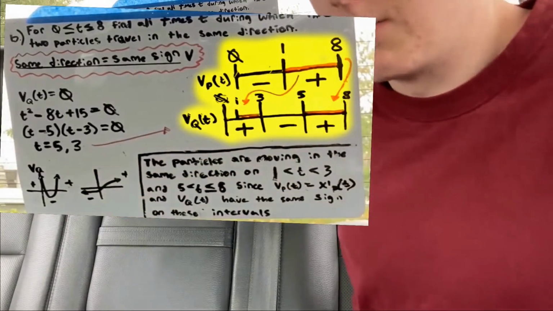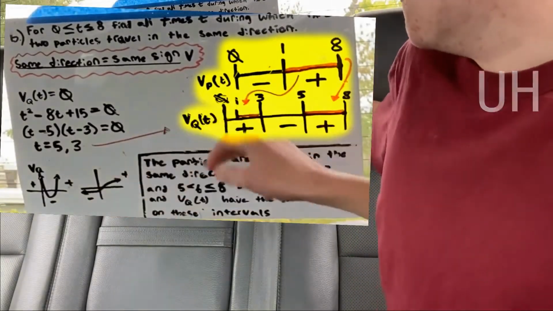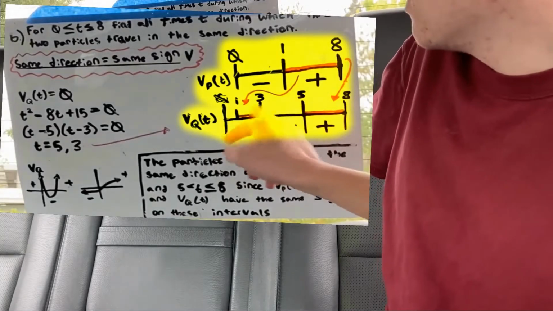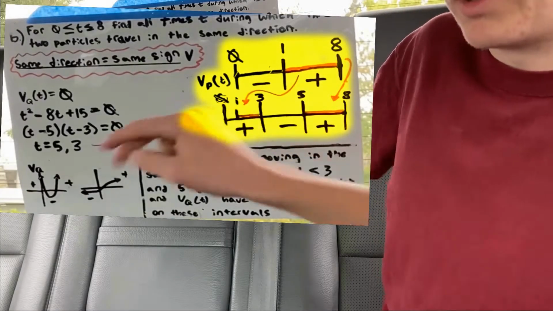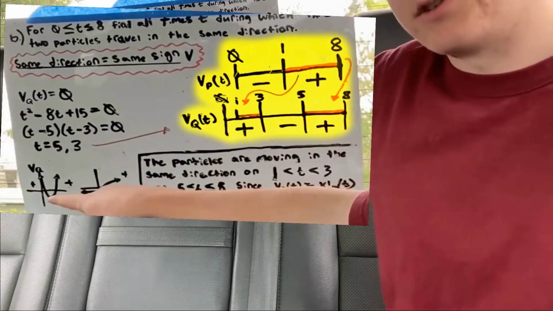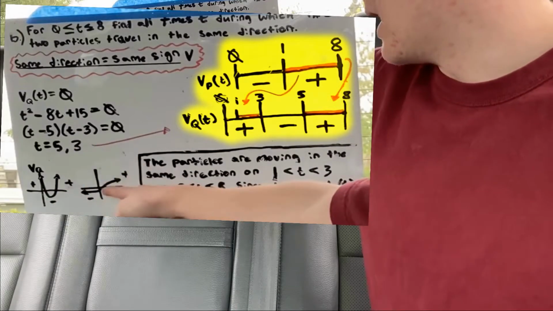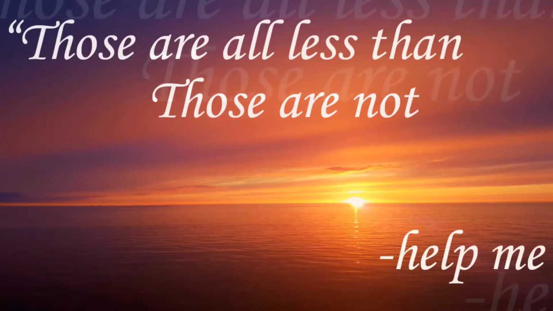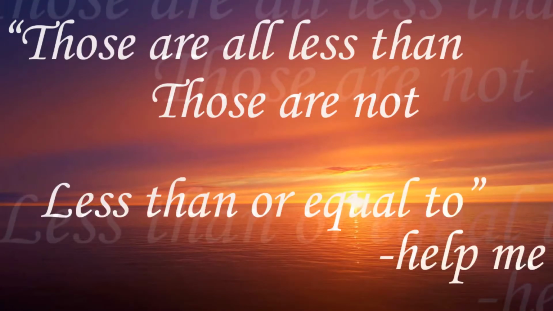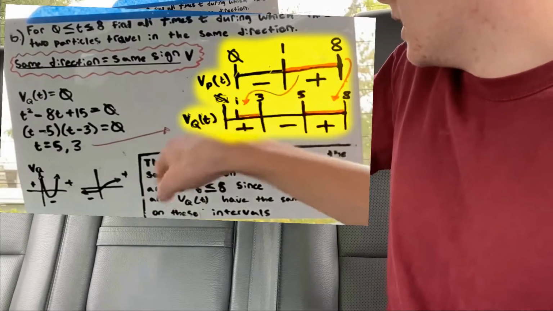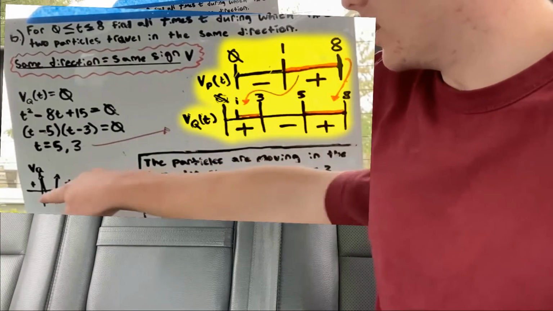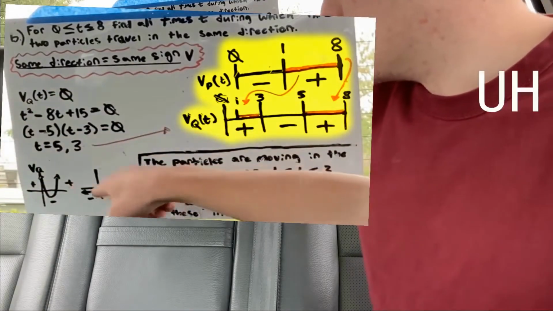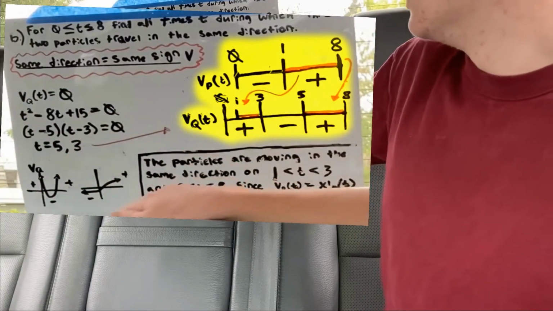And an important thing to remember is that because at 1, 3, and 5, these are all at points where on one of the graphs it's intersecting at the x-axis, and at the other graph it is not. Those are all less than. Those are not less than or equal to. But at 8, it is less than or equal to, because they're both above at the end of the interval.